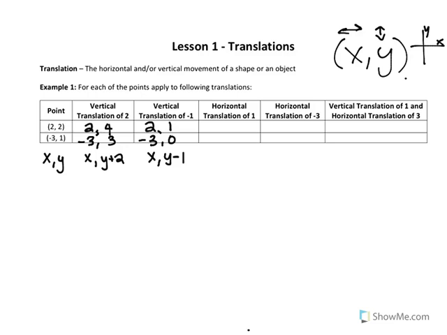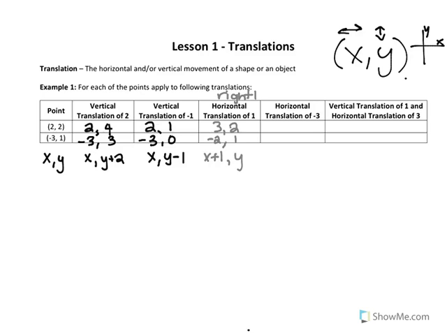Next one is a horizontal translation of 1. So this means we're going right 1. So it would change our x value to be 3. Our y value doesn't change. So -3 and 1, if we go right 1 from -3, it would go to -2. So -2 and 1. And if we went from x and y, it would be x plus 1, and y doesn't change.